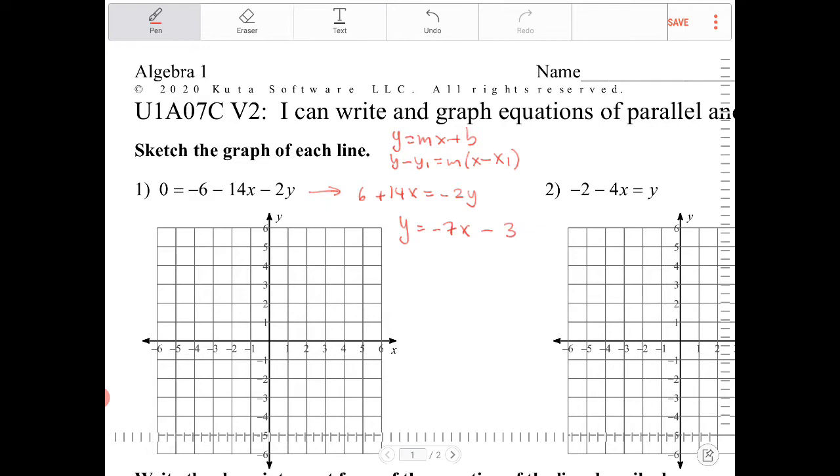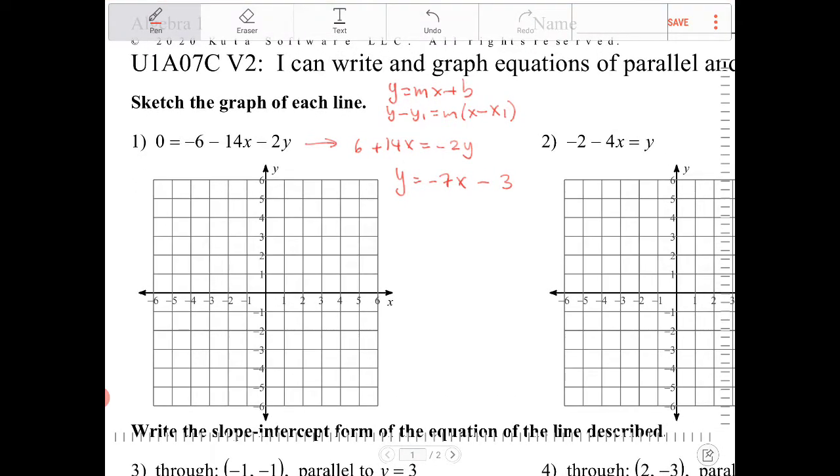So what I will do from here is I will pinpoint the y-intercept first. To pinpoint the y-intercept, all I've got to do is go on the y-axis here and locate negative 3, because the y-intercept is (0, negative 3). And then I'm going to apply the slope of negative 7.